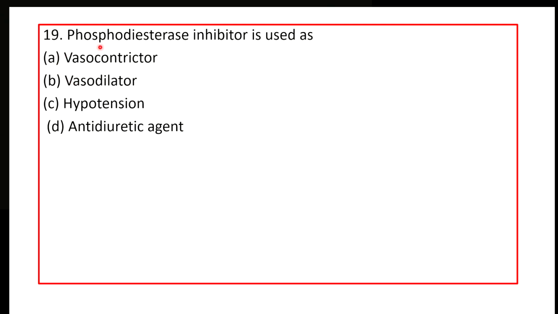Question number 19. Phosphodiesterase inhibitor, PDE, is used as. You have heard about it, right? So options are vasoconstrictor, vasodilator, hypotension, antidiuretic agent. So the correct answer is vasodilator. It acts as a vasodilator.